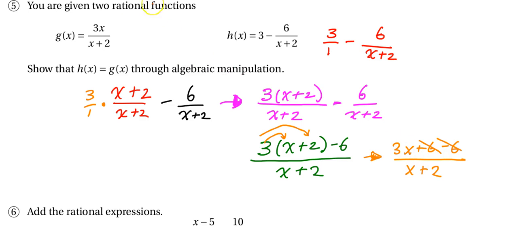When I look up here, I see that 3x over x plus 2 is exactly what g of x is. So I can say that 3x over x plus 2 is really the exact same thing as g of x.